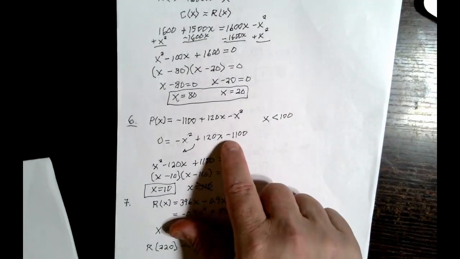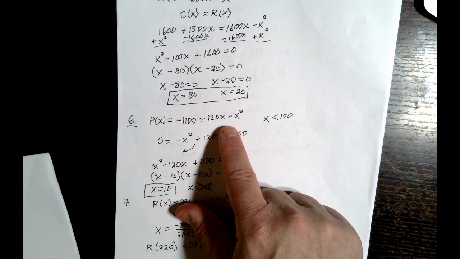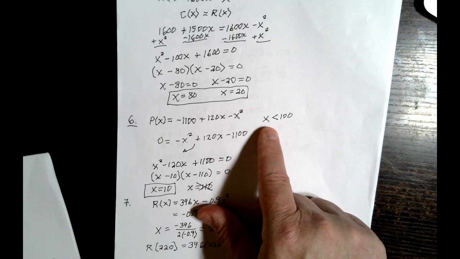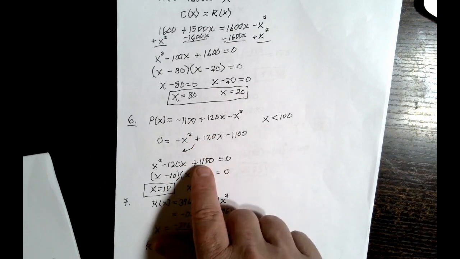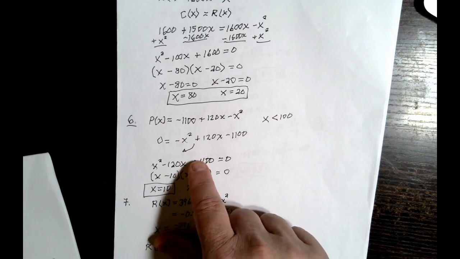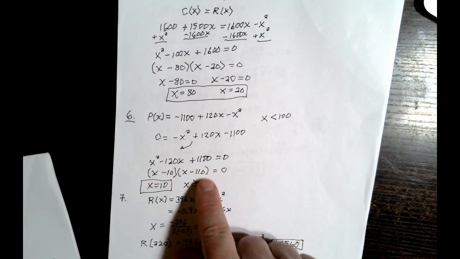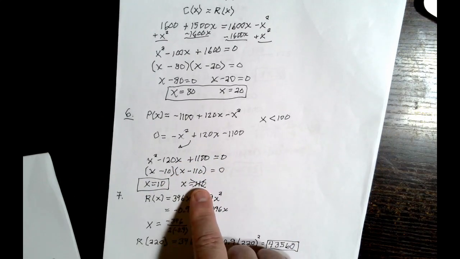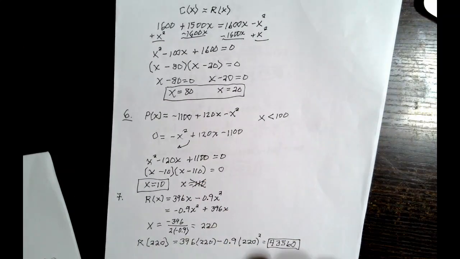Number 6, profit is given by this function, and you're limited to less than 100 for x. So I wrote it in descending order. Set it equal to 0. That's how you find the break-even point. Throw everything to one side and factor, and you get 10 or 110. Well, you've got to throw out the 110 because your factory can't produce that many.